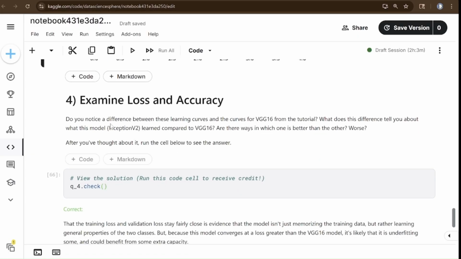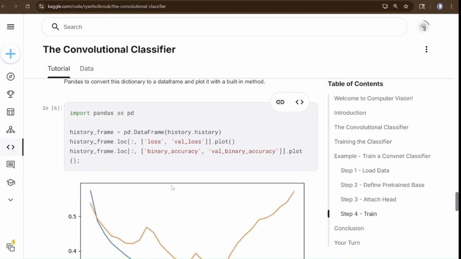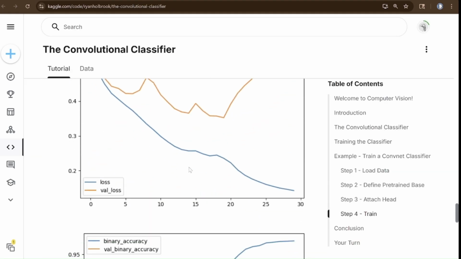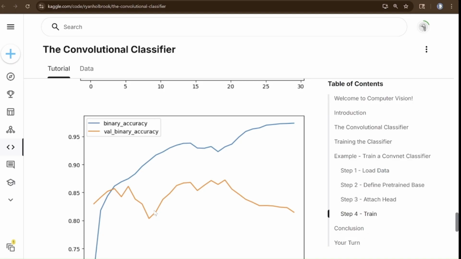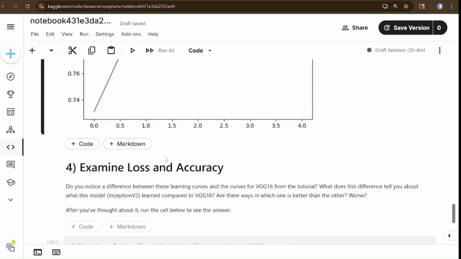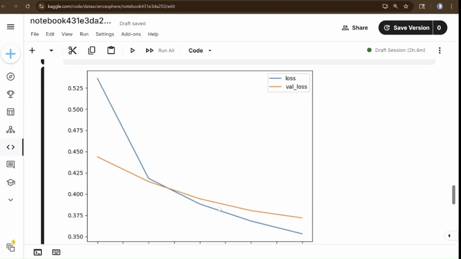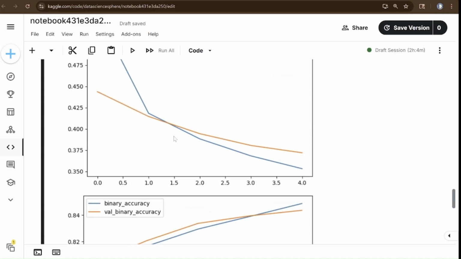Okay, now do you notice a difference between these learning curves and the curves for VGG16 from the tutorial? Yes. What does this difference tell you about what this model has learned compared to VGG16? Are there ways in which one is better than the other? See, you have to check this one. Here you can see this was our loss, validation loss, this was our binary accuracy, validation binary accuracy. But here the loss curve and this curve is different.